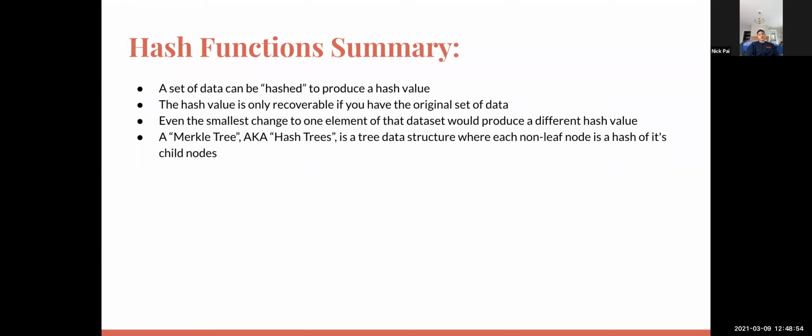So in summary, a hash function allows you to hash any set of arbitrary data to produce a hash value. The hash value is only recoverable if you have the original set of data. And even the smallest change to that data will produce a completely different hash value. So it's a way to verify data. And this leads us into Merkle trees. Merkle trees are otherwise known as hash trees. It's fundamentally a tree data structure, but it has an interesting property where each non-leaf node, we'll go into that in the next slide, is a hash of its child nodes.